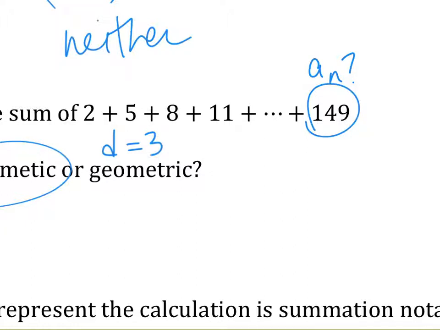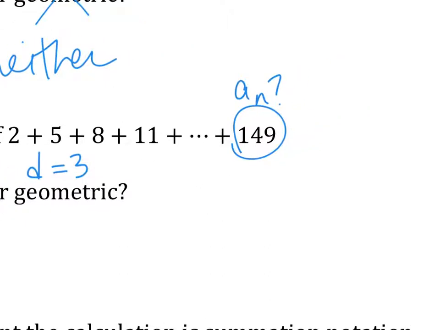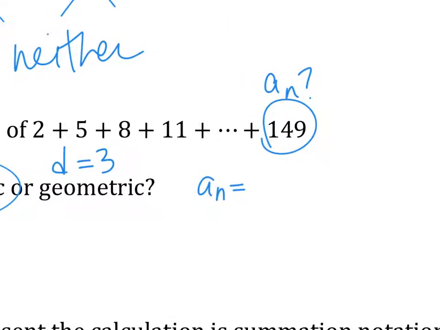Well, we could just use our explicit formula to help us. Because the explicit formula helps us figure out the number for that term, or we can go backwards and figure out the term number. For example, this one. How would you write this as an explicit formula if this were a sequence? 2 plus 3(n minus 1). All right.